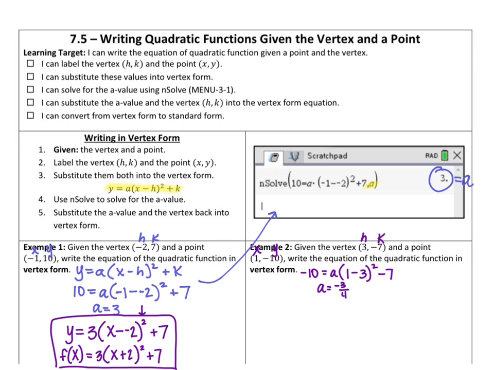And then, like we just did last time, I'm going to take my equation. Remember, you can do y or f of x. I'm doing y right now. And I'm going to say y equals negative 3/4 times x minus my h value, which was 3, close parentheses, squared, and then minus 7. Okay, that is vertex form. I'm given my A value, my H, and my K because they were all there, right? I had an H, a K, and an A.